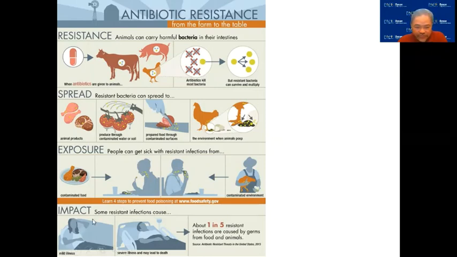And then what will be the impact on that? There could be some resistant infection, and they found out it could cause you mild illness. To some, it can cause severe illness, which leads to possible death.